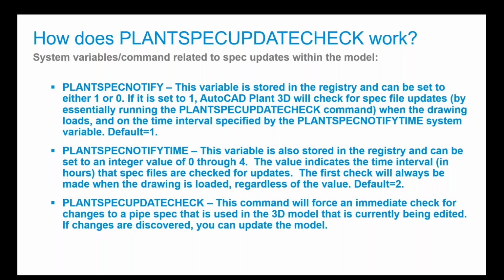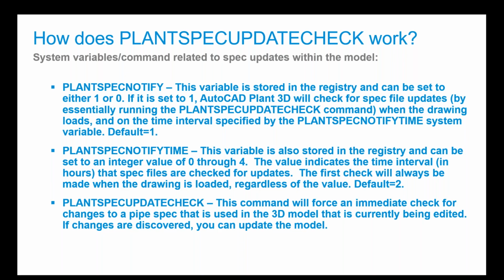How does the Plan 3D spec update check work? So you can type the plan 3D spec update check in the command line, or, as I mentioned, on the right hand corner of the plan 3D software, you will see a dialog box. You will see in a moment the option to update the changes through the spec. Now, we come to that workflow in plan 3D, but before that, there are a few things that I want to highlight to you guys as system variables that you need to take note of.